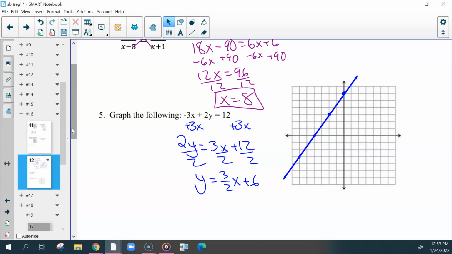So for your graph, you would start at the y-intercept of 6 and go up, in this case, down 3 and left 2, as many times as possible. Do we have any questions on those 2?